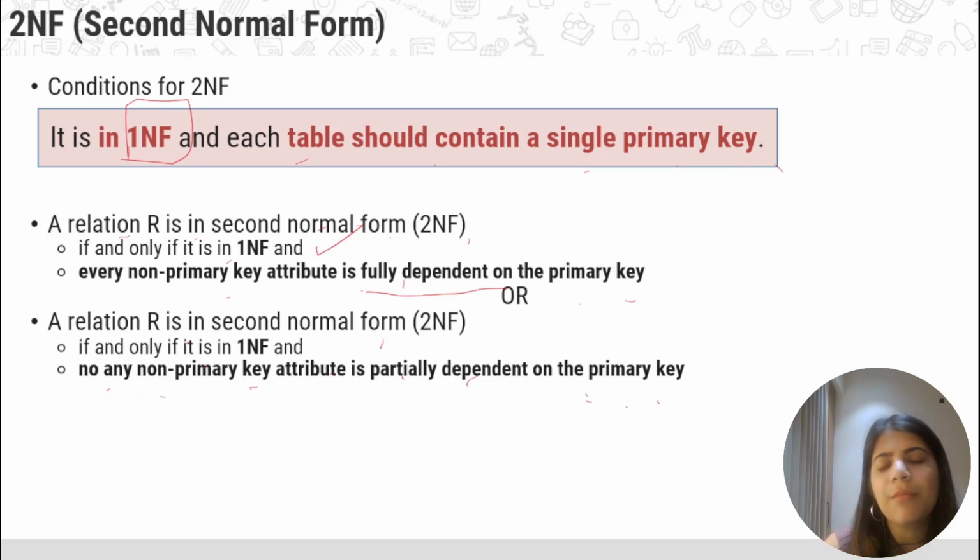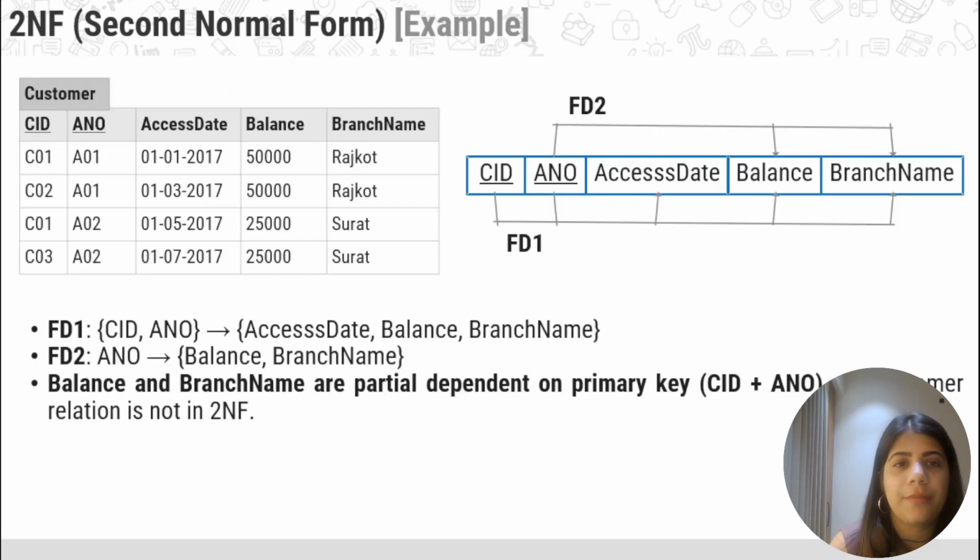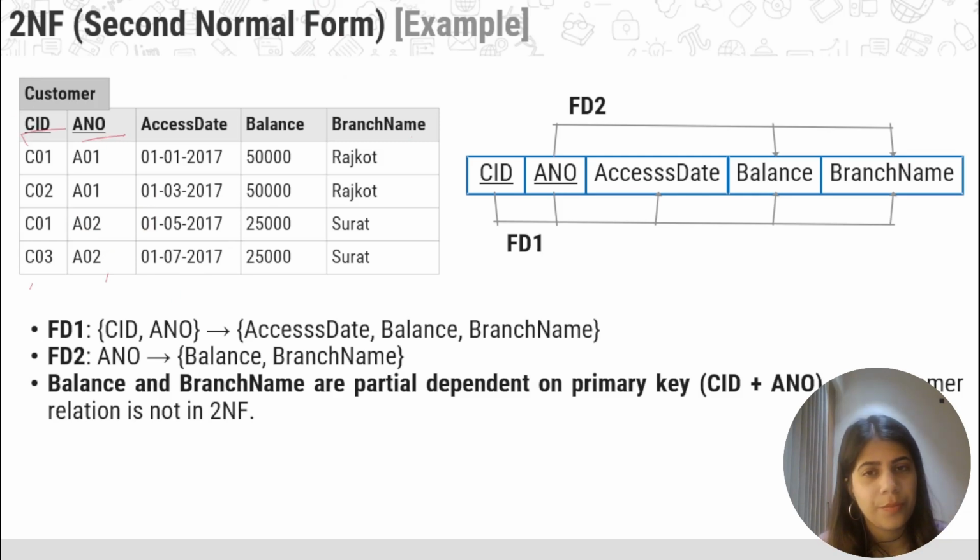So we are trying to say a similar thing over here: except for the primary key, other elements should be dependent on the primary key. Let's see that. There is a customer table: customer ID, account number, access date, balance, branch name. These are the attributes over here. But can you see there is one attribute which is not totally dependent on the primary key, and we can see over here there are two primary keys. FD1, the functional dependency 1, is customer ID and account number can determine access date, balance and branch name.